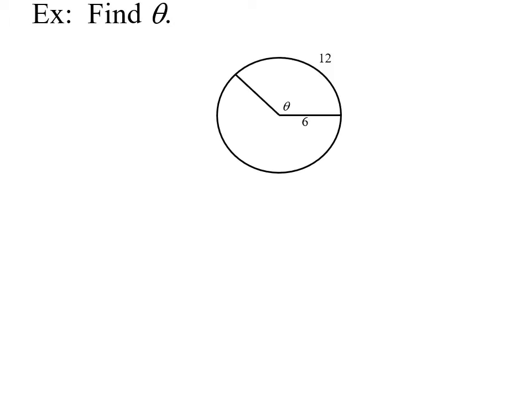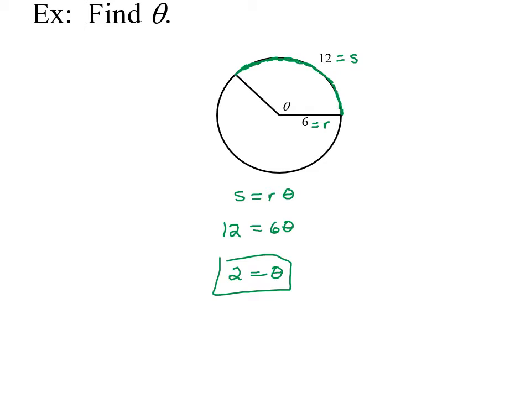Now you could find other pieces, like instead of finding the arc length, you could find the angle or the radius using the same formula. Here, the 12 is my S. That's the length around the outside of this circle. The 6 is the R. I'm looking for theta. So if S equals R theta, I'll have 12 equals 6 theta, divided by the 6. Theta is 2 radians. Or, like we saw on that other page a while ago, 2 radians is about 114 degrees or so.